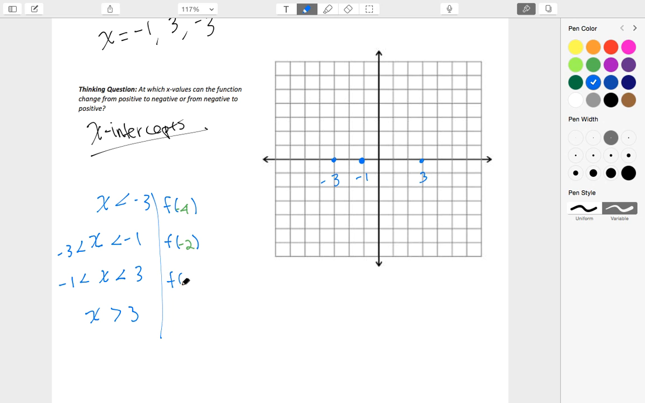And then a value that is between -1 and 3, we're going to pick 0. And then a value that's bigger than 3, we're going to pick 4 because it's easiest, and it's the next number. So all of these are inputs, right? And that means we're trying to find a specific output. And what are we going to use to input, or to basically substitute all of our inputs, right?